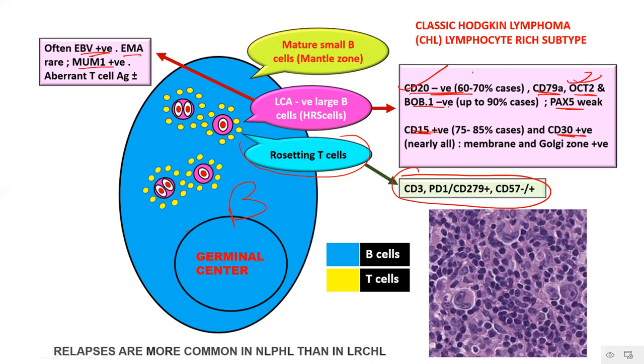Similarly, in some cases, OCT2 and BOB1 can be expressed, which again causes a differential diagnostic issue when you have a nodular lymphocyte predominant Hodgkin lymphoma in question. And it is very important to segregate the two. Why? Because relapses are much more common in nodular lymphocyte predominant Hodgkin lymphoma. And as we have already discussed in the other video, the higher the number of relapses, the more is the chance that this NLPHL might undergo transformation into a very high-grade non-Hodgkin lymphoma, for example, a T-cell histiocyte-rich large B-cell lymphoma or a diffuse large B-cell lymphoma. This is a risk which is not seen in the case of the lymphocyte-rich classical Hodgkin lymphoma.